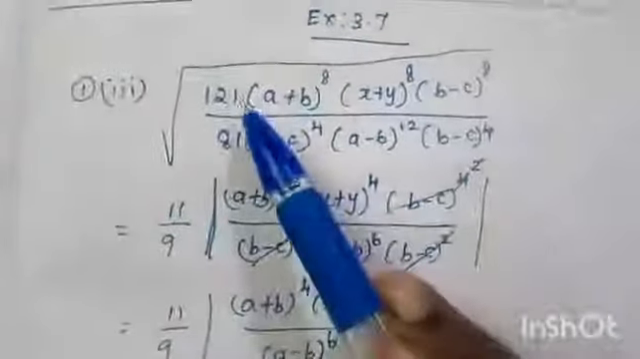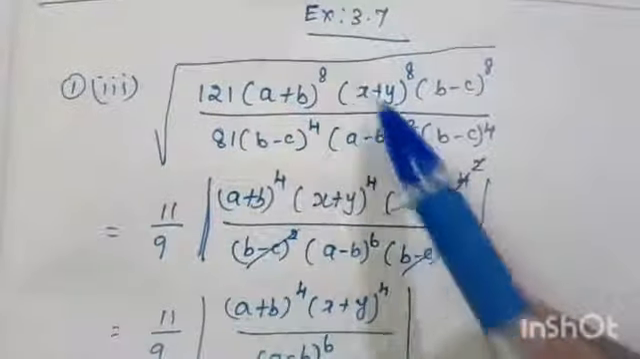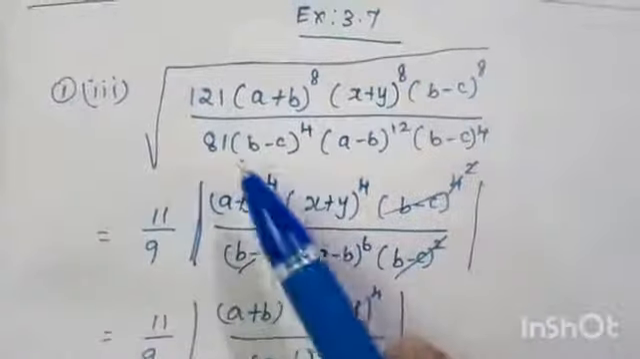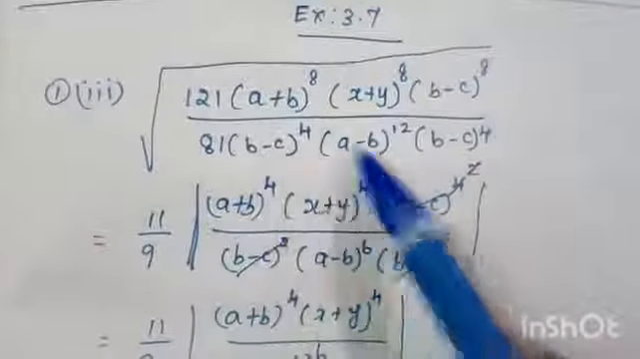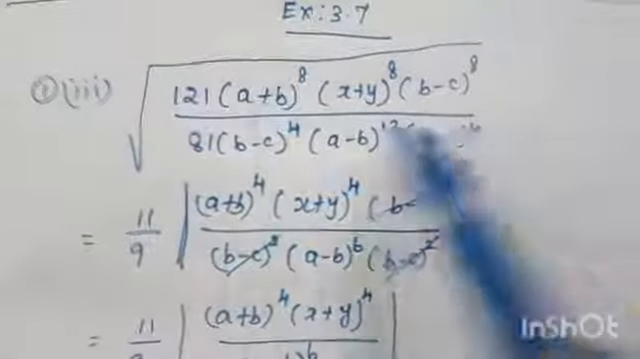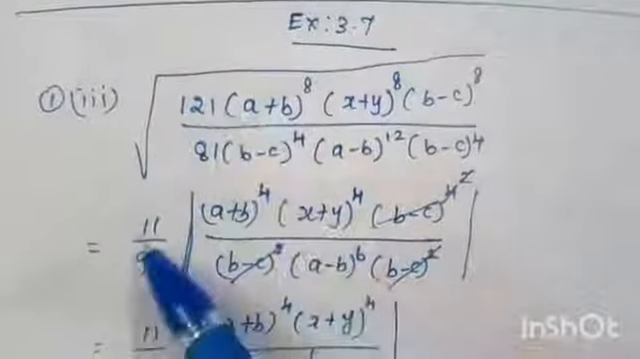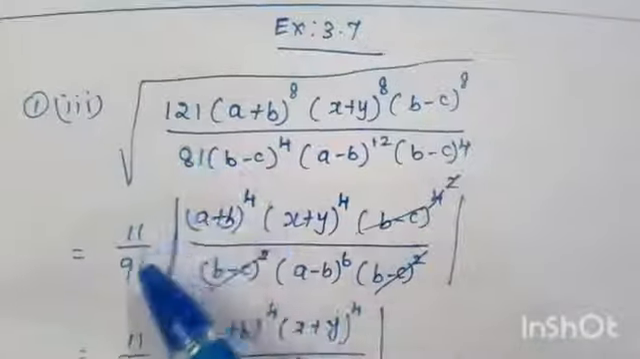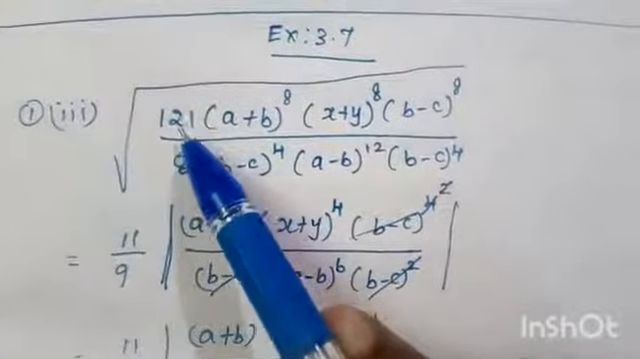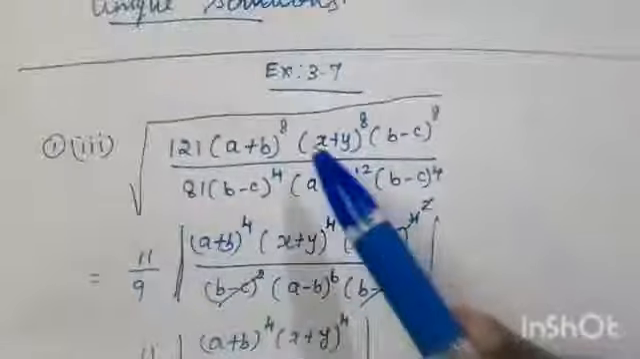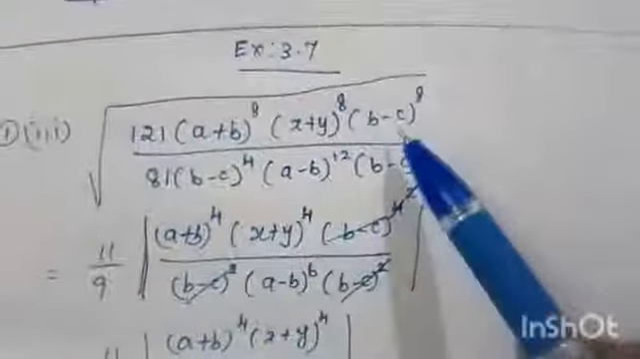Third problem. 121 into a plus b whole power 8, x plus y whole power 8, b minus c whole power 8, whole divided by 81 into b minus c whole power 4, a minus b whole power 2, b minus c whole power 4. Root 121 value is 11, root 81 value is 9. For these two, when we are taking the square root of 121 and 81, we get 11 by 9. Then we want to find the square root for the remaining terms.